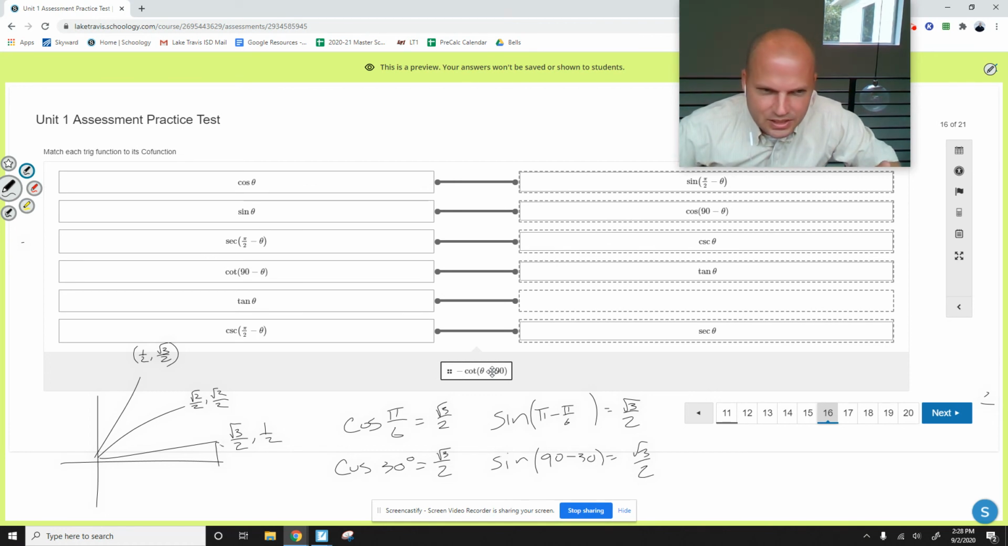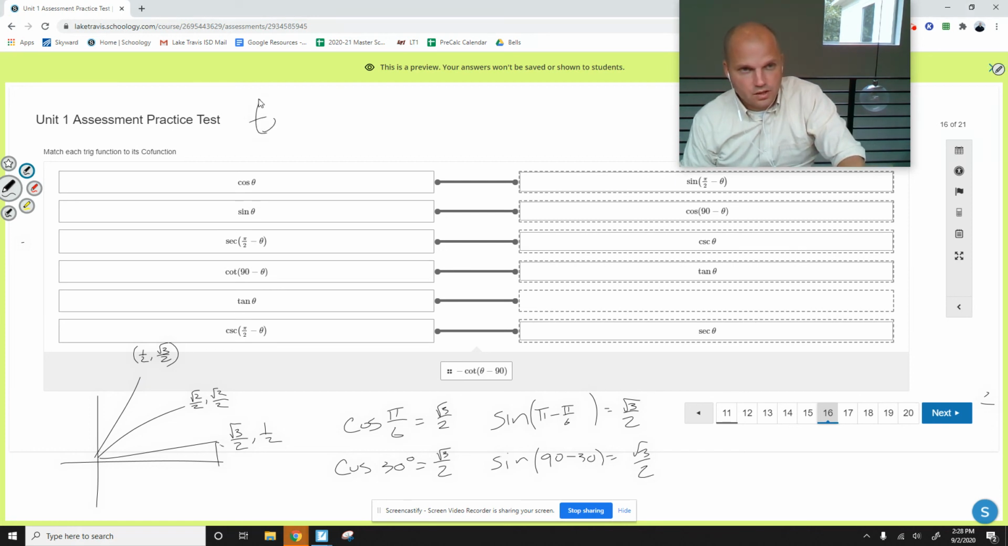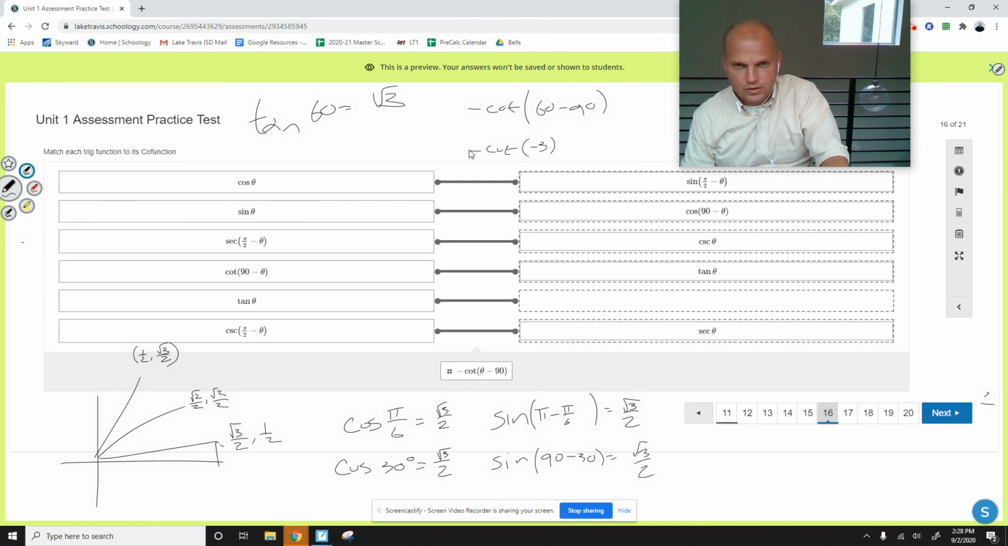The best thing to do is just to do a couple of examples. Let's take pi over 3, which is 60 degrees. Okay, so 60 degrees minus 90 is negative 30. Let's find the tangent of 60 degrees. Root 3 over 2 divided by 1/2 is root 3. So tangent of 60 degrees is root 3. Now, what if I do negative cotangent of 60 minus 90? Negative cotangent of negative 30.